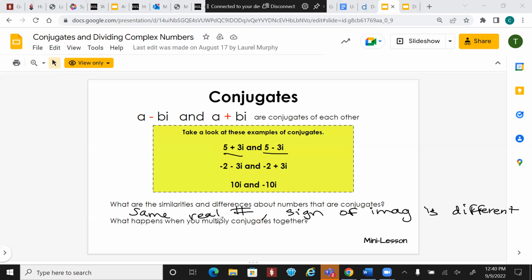Now, when we multiply conjugates together, what that means is if we multiplied 2 minus 4i times 2 plus 4i, what happens when we do that? If you take a look at the 4 problems that we just did, the 2 at the bottom are conjugates of each other. And what you're going to notice is that you get a real number at the end. Okay, I'll give you a minute to write that down.